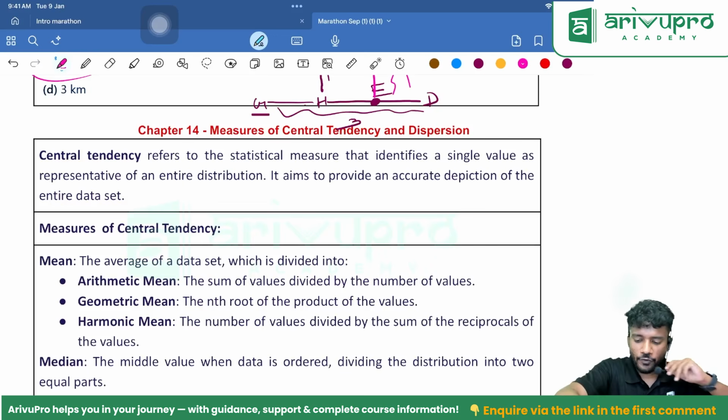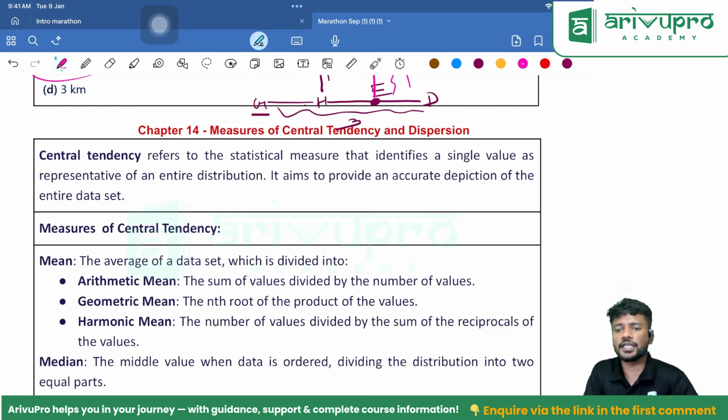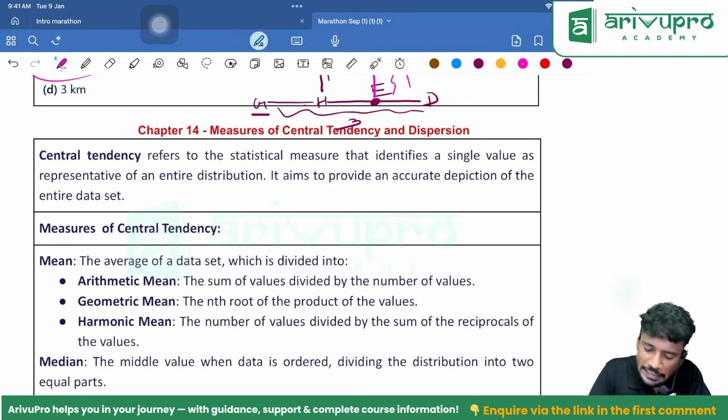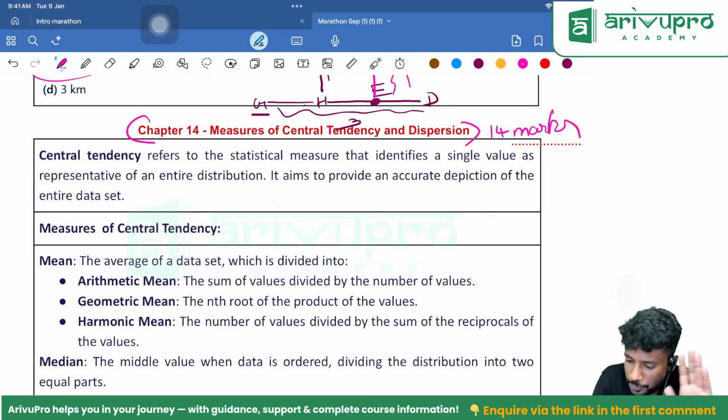That is chapter 14, Measures of Central Tendency and Dispersion. This chapter carries how much weightage? We can get up to 14 marks, maybe 20 also, who knows, right? Up to 14 marks can be there from this chapter.